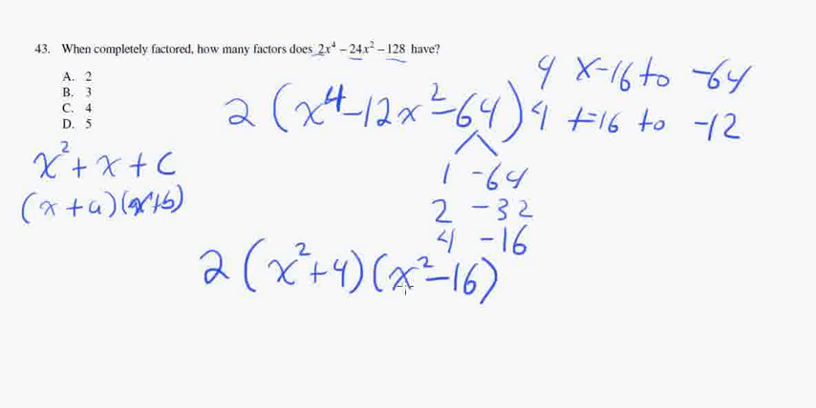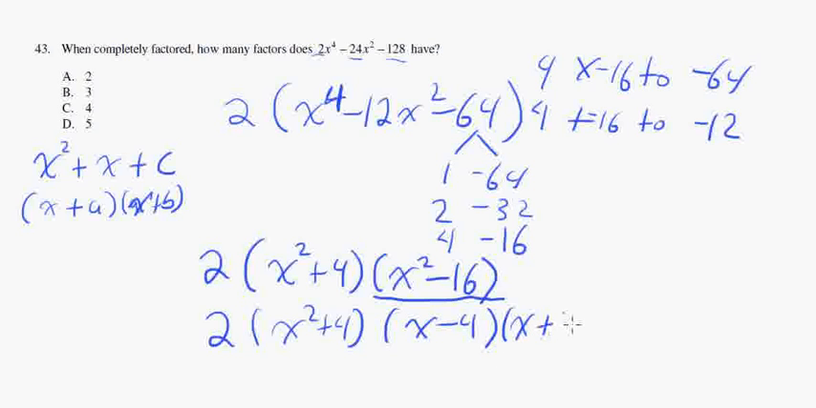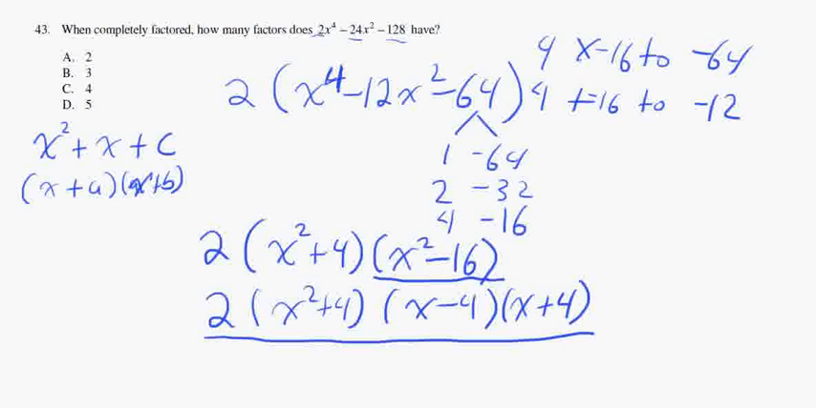Alright, we can continue to factor this because this is a difference of squares, and the difference of squares factors very easily. It becomes x minus 4 and x plus 4. There we go, and this is the factored form of this trinomial. We don't know how many factors there are, so let's count them. We have one factor there, this is one factor, this is one factor, and this is one factor. So altogether we have 4 factors.